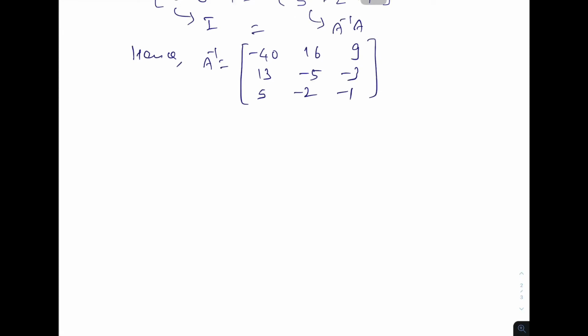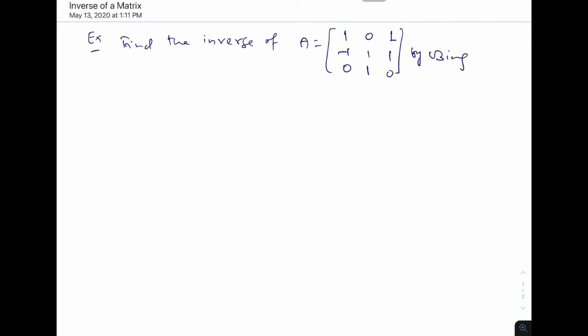Okay, let us solve one more example. Find the inverse of A equal to 1 0 1, minus 1 1 1, 0 1 0 by using Gauss-Jordan method.